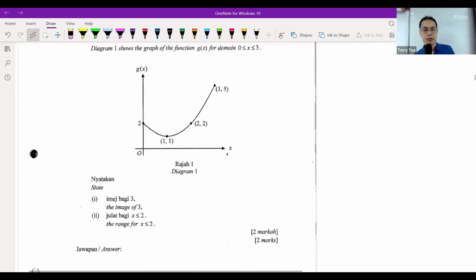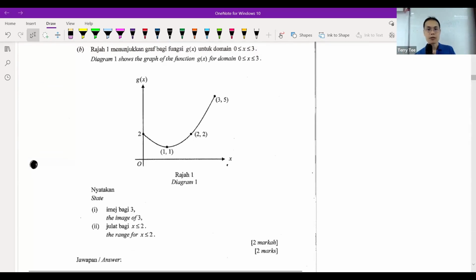Part B. So here we have a diagram that shows the graph of function g(x) for the domain of x between 0 and 3. So you're supposed to find image of 3. Image of 3 means your domain or your x value, your object, is 3. You're finding the image. Image means your y value. In this case, your y value is 5. So image of 3 is just 5.